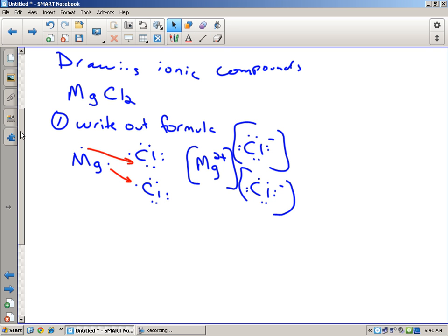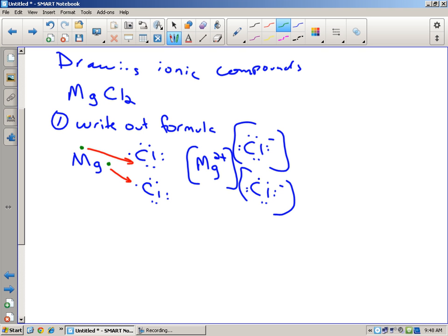I know I need 1 Mg and 2 Cls. I draw their Lewis structures, and then I show matching up, right? And if you do it correctly, remember, look, each one of these electrons here, that one there and that one there, have a home to go to, right?